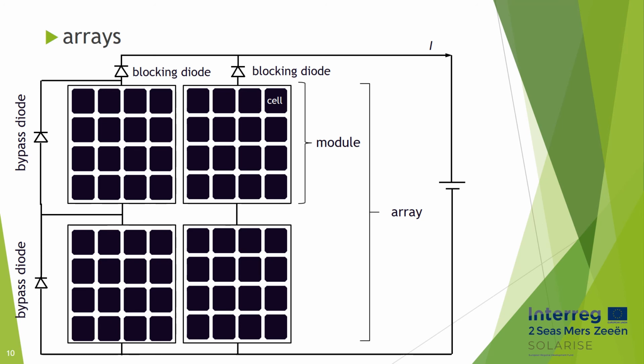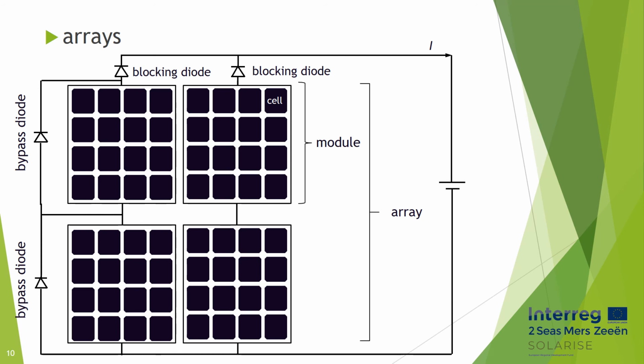If some parts of the array are under shade, all modules connected in series have to have the same current as the least generating module. But if bypass diodes are used in all serial connections, as in the figure, the module under shade can be bypassed so that the rest generates energy.